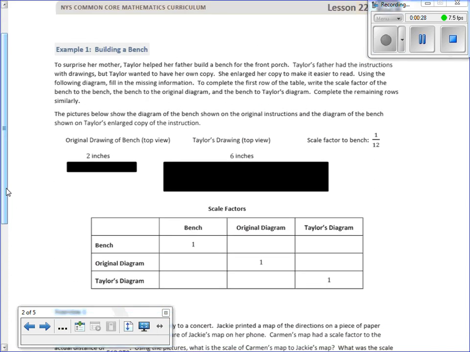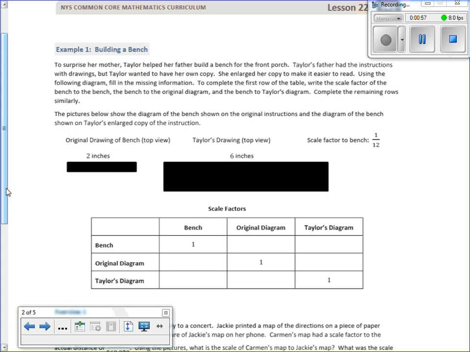Okay, so it says, to surprise her mother, Taylor helped her father build a bench for the front porch. Taylor's father had the instructions with drawings, but Taylor wanted to have her own copy. She enlarged her copy to make it easier to read. Using the following diagram, fill in the missing information to complete the first row of the table. Write the scale factor of the bench to the original diagram, and the bench to Taylor's diagram. Complete the remaining rows similarly.